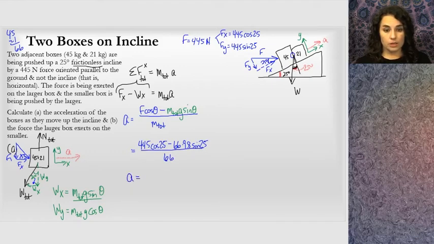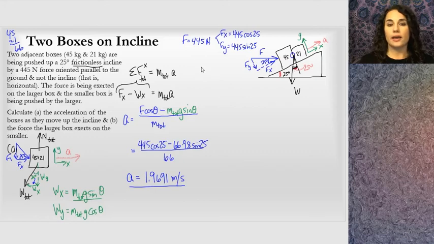The acceleration of the system is then, when you plug this through your calculator, 1.9691 meters per second squared. And just to review a little bit while I'm solving this problem, right? And you may recognize that I have some familiarity with solving these types of problems and how to set it up, how to stay organized.